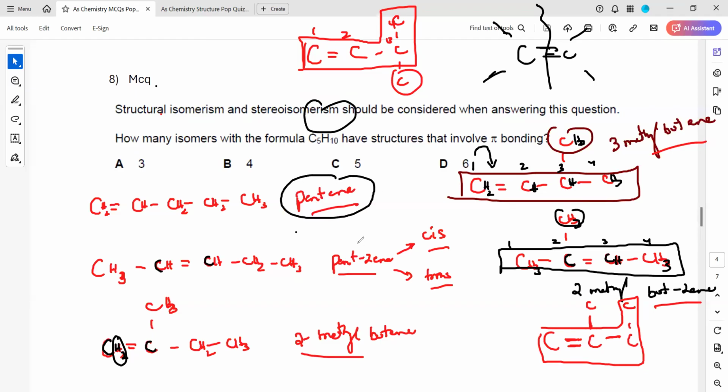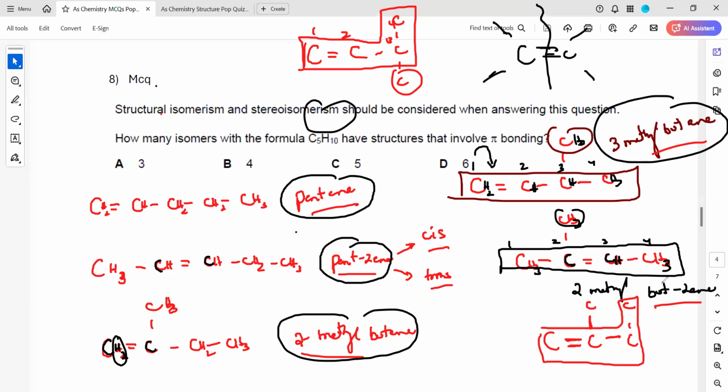One is pentene, another one is pentoene, another one is 2-methyl butene, then 3-methyl butene, and then 2-methyl butene. So how many structural? 1, 2, 3. So we have 1, 2, 3, 4, 5, and 6. So this is pentene, this is cis-pentoene or Z-pentoene or trans-pentoene. This will be 2-methyl butene, 3-methyl butene, and 2-methyl butene.